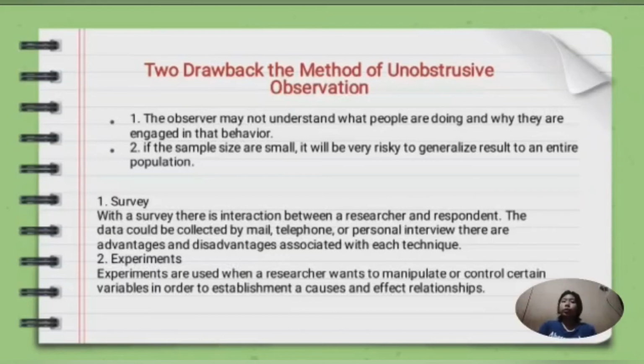There are two drawbacks of the method of unobtrusive observation. The first one is the observer may not understand what people are doing and why they are engaged in the behavior. And the second one is if the sample size is small, it will be risky to generalize the result to an entire population.